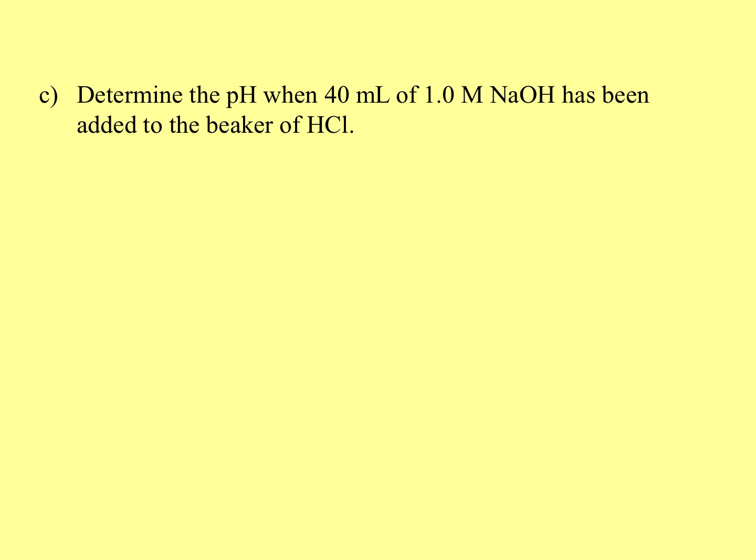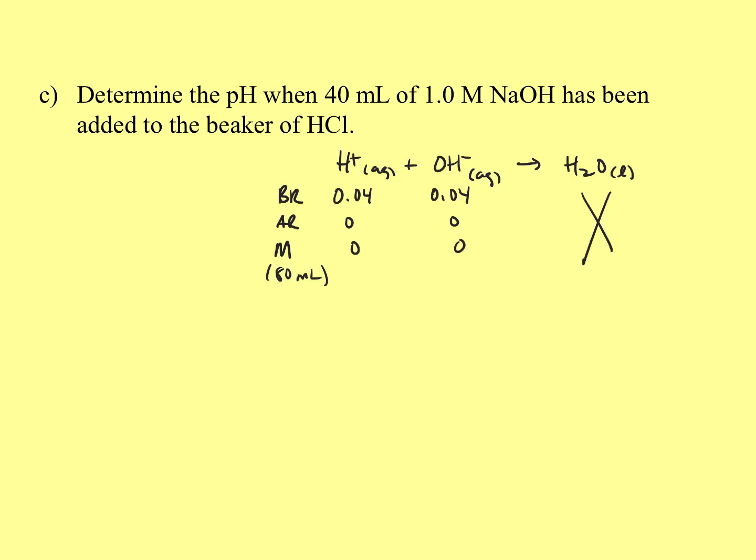All right, so go ahead and take a moment to set up your own before reaction, after reaction. So pause the video and then do the calculation. If you did this correctly, you would have had 0.04 moles of both H plus and OH minus. And neither of them are in excess. They're an equal number of moles. And this, everybody, here is the equivalence point.